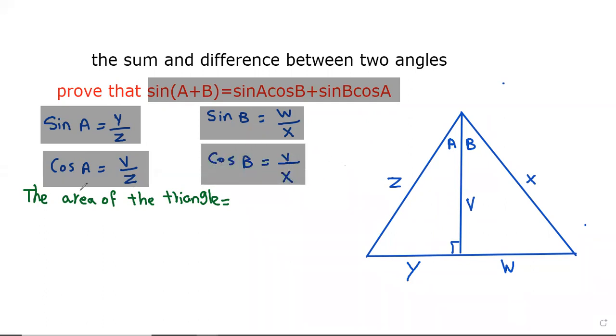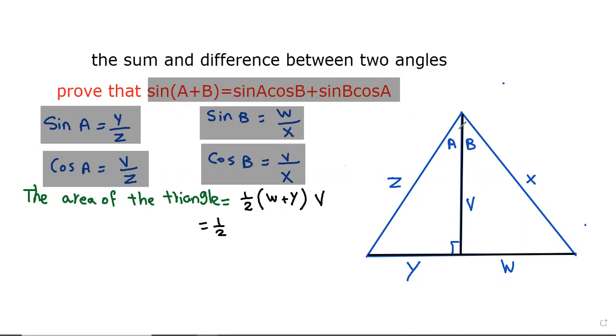What if I asked you about the area of the triangle? Actually, we have two rules to find the area of the triangle. The first rule is half base times height. The base here is w plus y, and the height is v. So we write half the base, and the base is w plus y, multiplied by v.